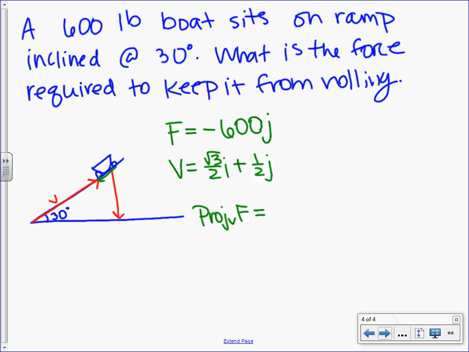So the projection of F onto V. First we need the dot product. 0 plus negative 300 over the magnitude squared of V. What is the magnitude? Is that the final answer? No. Times V, because we get a vector out. Okay, yeah. So we have negative 300 times the vector radical 3 halves i plus 1/2 j.